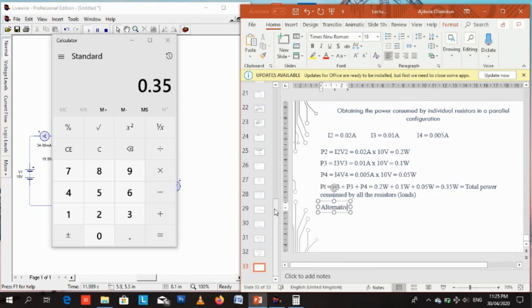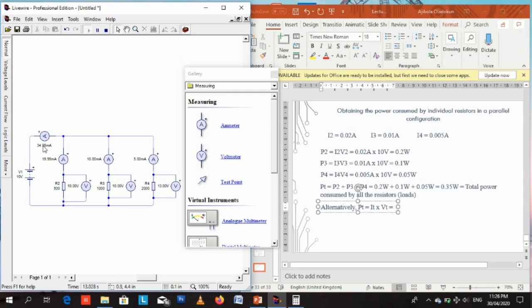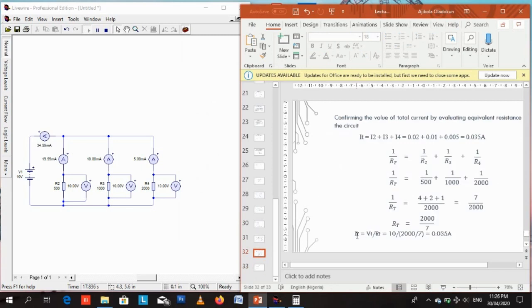So now, alternatively, we can also get total power. There's another way we can get total power apart from adding the individual power consumed by each resistor. We can get total power by doing total power equals total current multiplied by total voltage. That is still using P equals IV, but this time around the I is total I and the V is total V, where the I is total current, which is 0.035 amps.